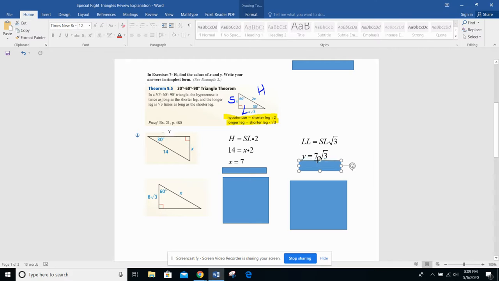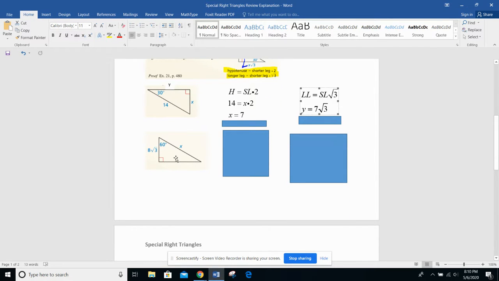Substitute in what you know. So I know that y equals the long leg, and that the short leg we found over here is 7. Substitute that in there, 7 square root of 3, final answer done.